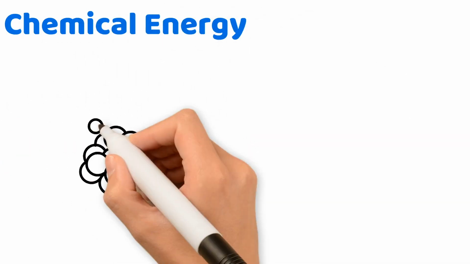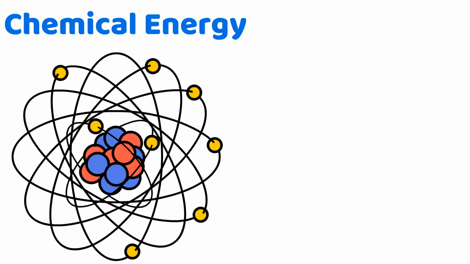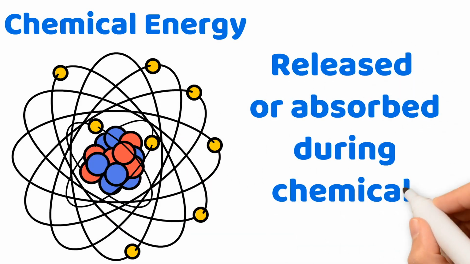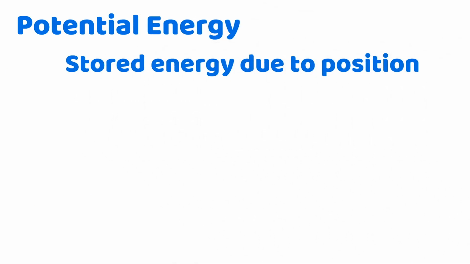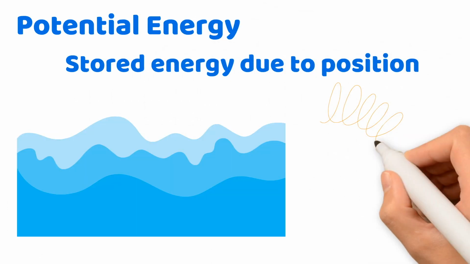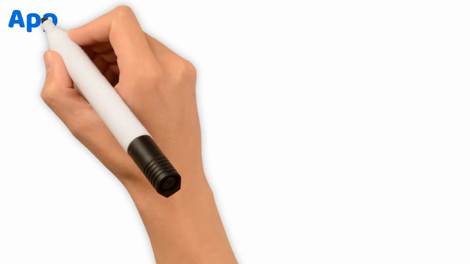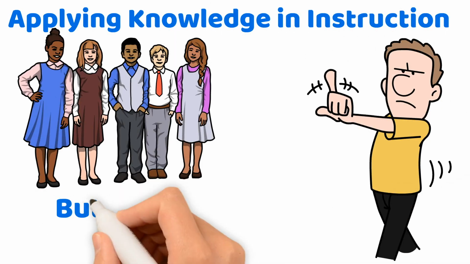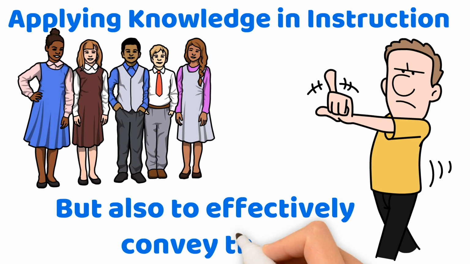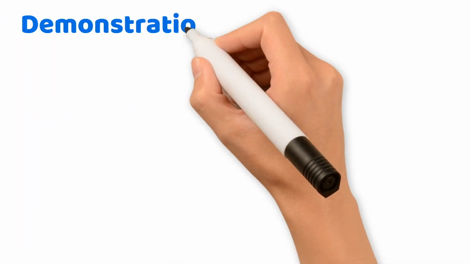Chemical energy, stored in the bonds of chemical compounds and released or absorbed during chemical reactions. Potential energy, stored energy due to position, such as water held behind a dam or a stretched spring. Applying knowledge in instruction. As future educators, it's crucial to not only understand these concepts, but also to effectively convey them. Demonstrations and experiments.